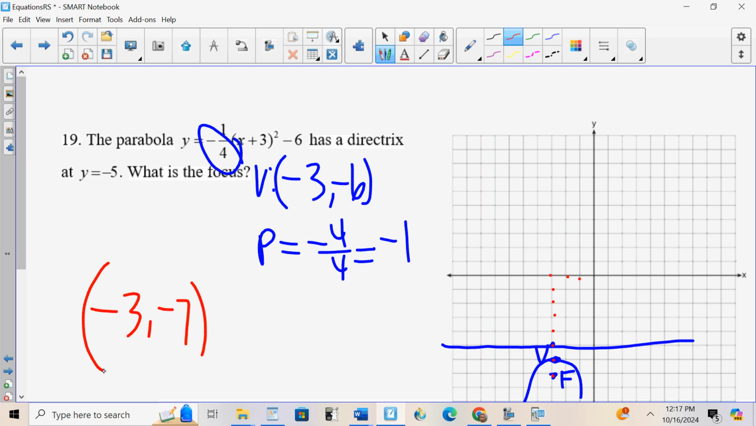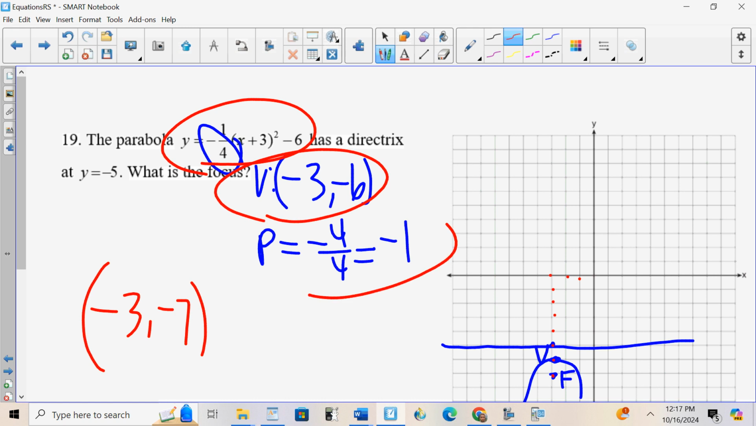If they give you the equation, pull the vertex and the p-value. Plot the vertex, go up and down the p-value. If it's negative, open it down. If it was positive, open it up. And then you'll have your focus and your directrix from there.